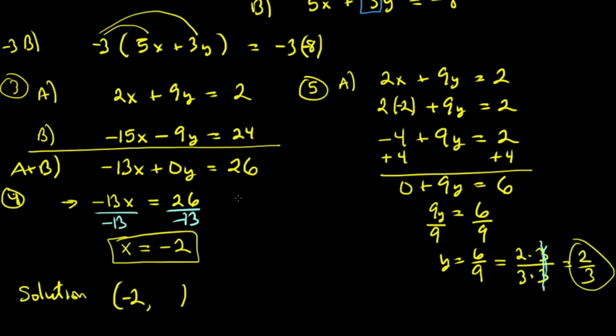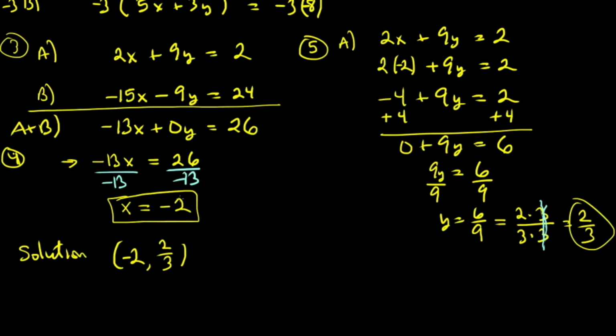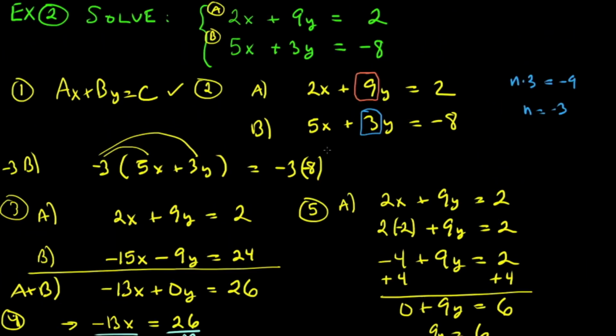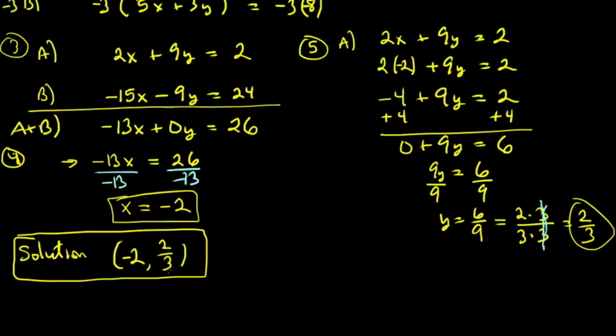And there we go. There's our solution, right? X is negative 2, and y is 2 over 3. Right? So we're done. That's our solution. Okay. So hopefully that's what you got.